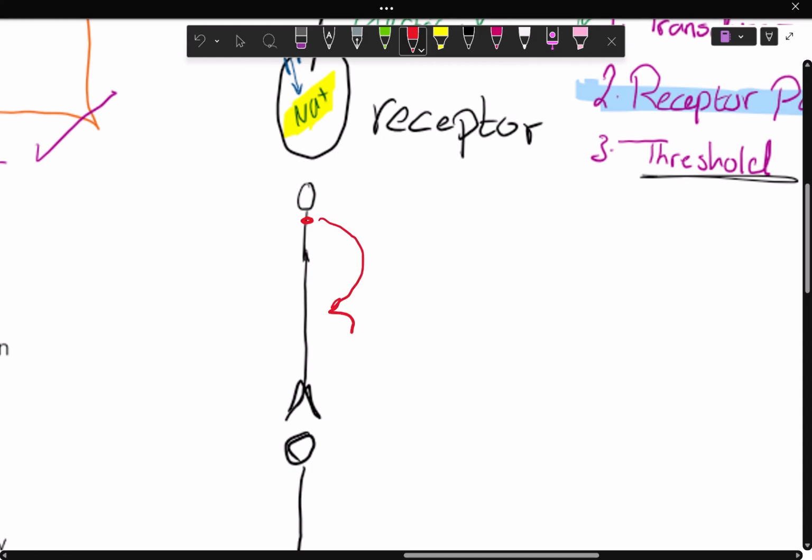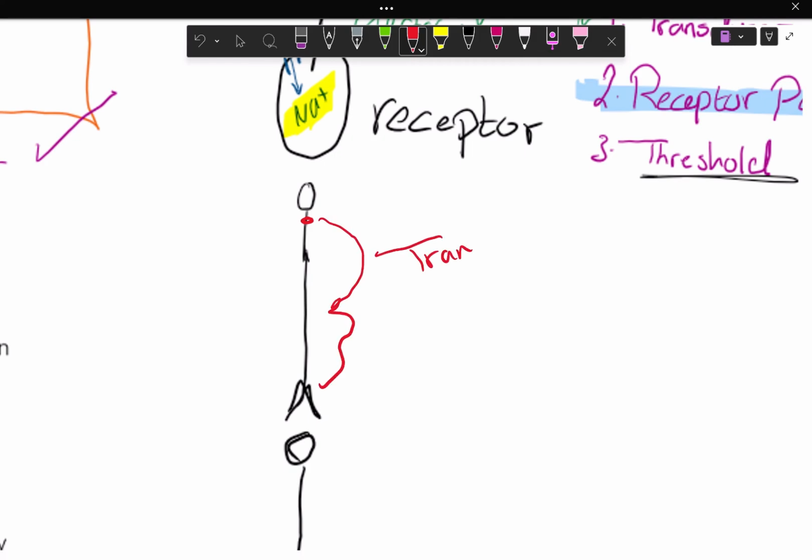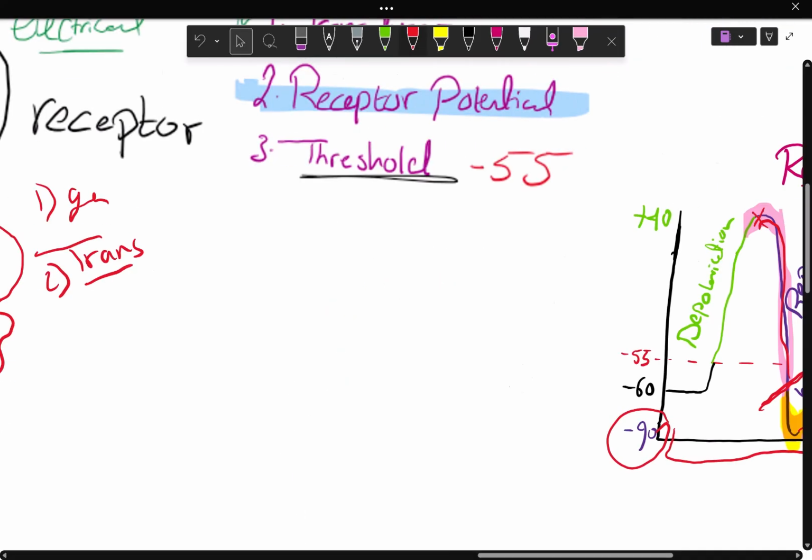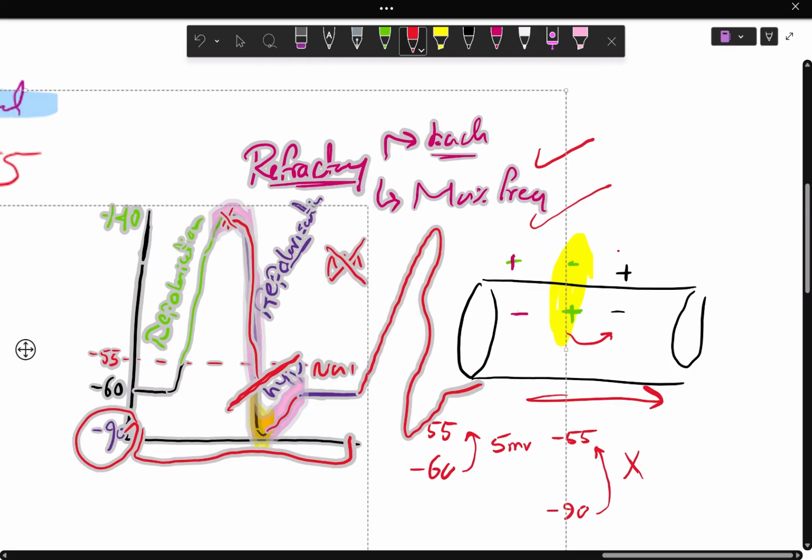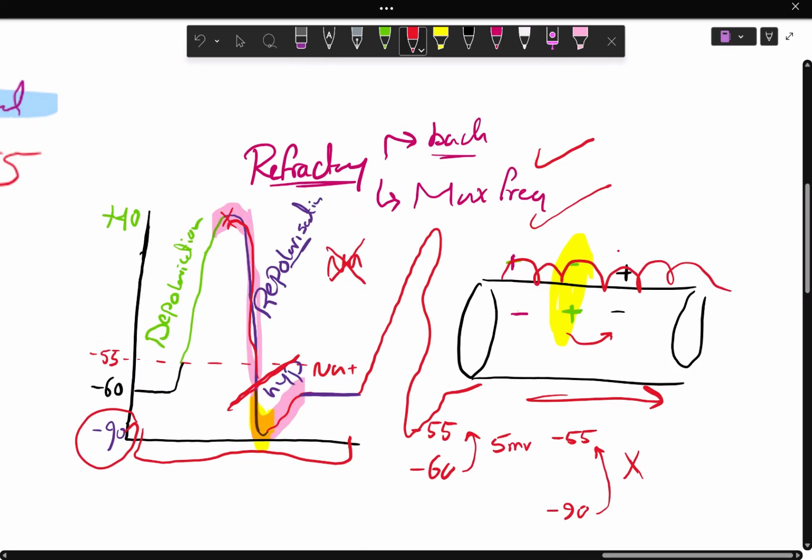How do we move it downwards? How is the transmission done? Okay, so we finished the generation. Now we have the transmission. If we moved block by block like we did here, it's going to take forever to reach the end of the axon.